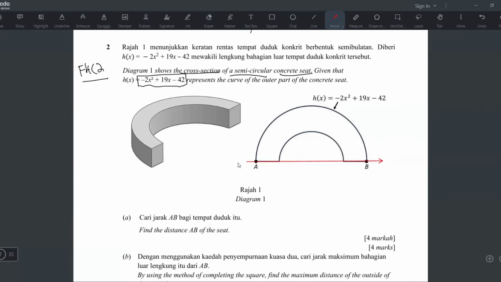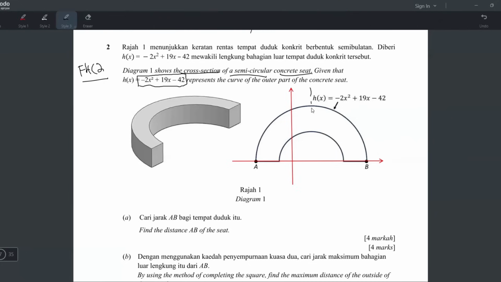So let me draw it out for you. This is the x-axis. It must be, right? The y-axis should be somewhere here. Yeah. And then the axis of symmetry is on the right side. Yeah, because the B is positive.